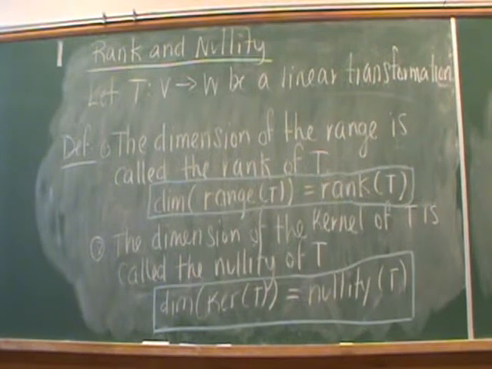Before I answer the question of how the dimension of the range and the dimension of the kernel relate to the dimension of our vector space, I have to introduce a couple of definitions first. If T is a linear transformation between two vector spaces V and W, we have the following two definitions. The dimension of the range of T is called the rank of T, and we denote it as rank(T). The dimension of the kernel of our linear transformation is called the nullity of T, and again we denote that with nullity(T).